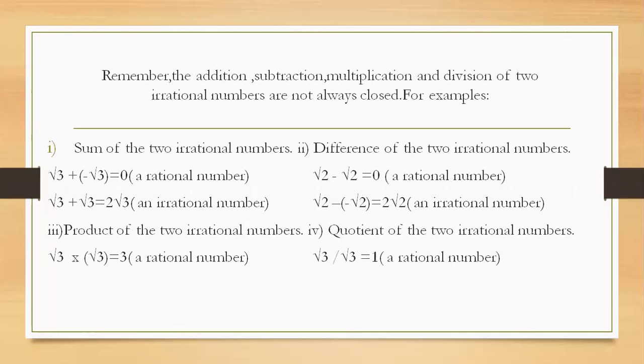And see here, square root 3 into square root 2 gives square root 6, an irrational number. And square root 6 divided by square root 3 gives square root 2. When we divide an irrational number by an irrational, the answer may come irrational sometimes, and rational sometimes. That's why they do not always give the irrational one. Sometimes they may give the rational also.